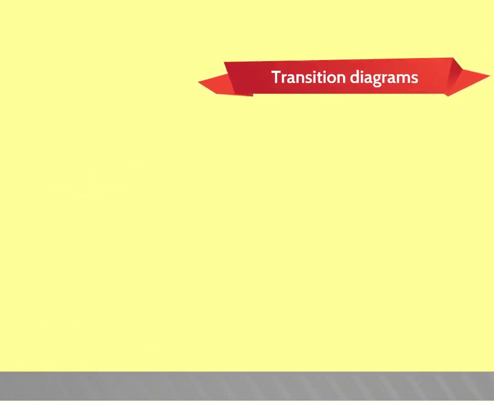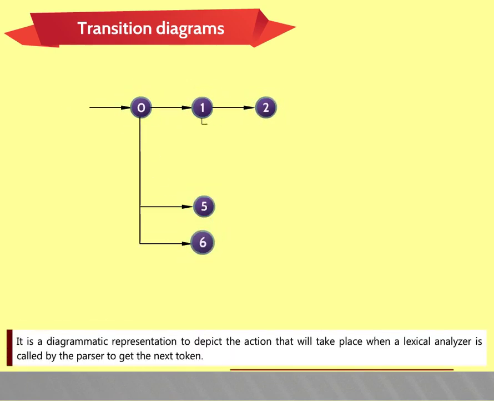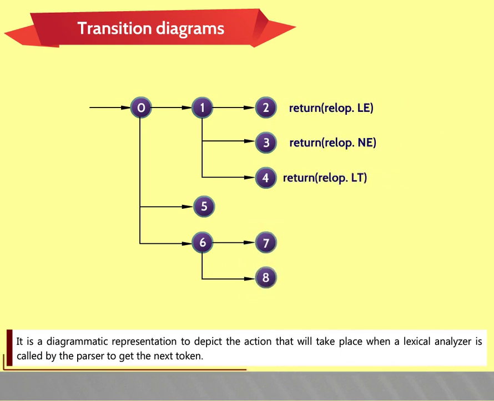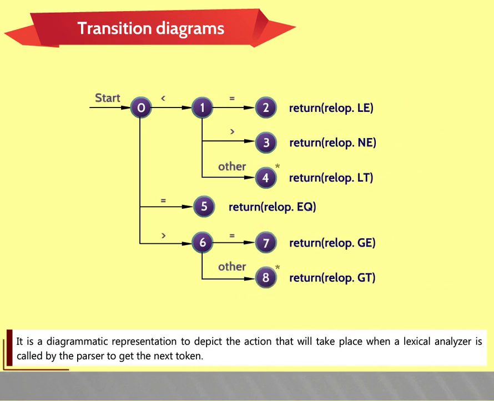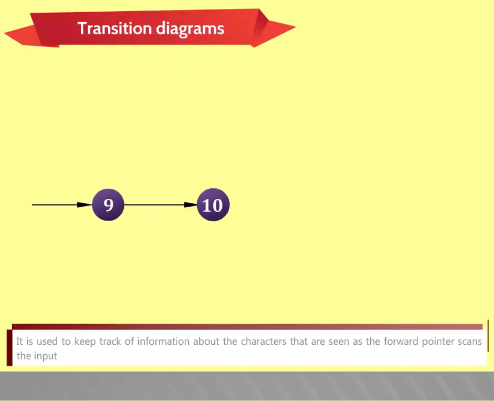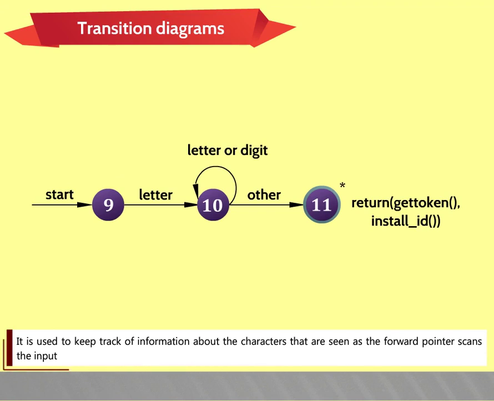Transition diagrams. It is a diagrammatic representation to depict the action that will take place when a lexical analyzer is called by the parser to get the next token. It is used to keep track of information about the characters that are seen as the forward pointer scans the input.